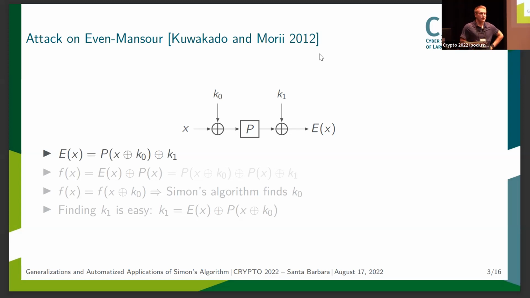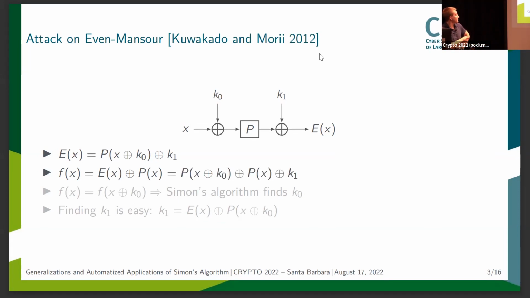And in a classical world, you can prove that this is a secure block cipher. But in the quantum world, when we consider this function, f of x, which is simply the encryption of x XOR the public permutation P, then we will notice that when we write this out, we have P of X XOR K0 and then XOR P of X.